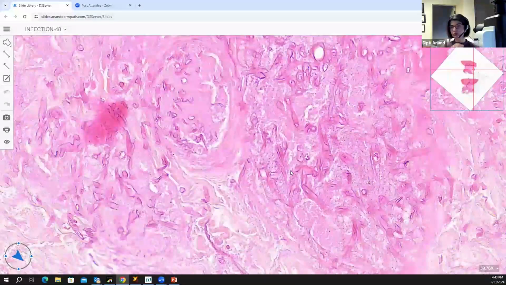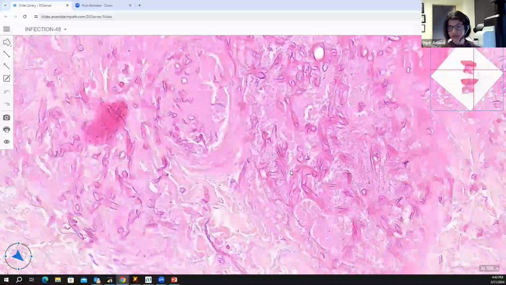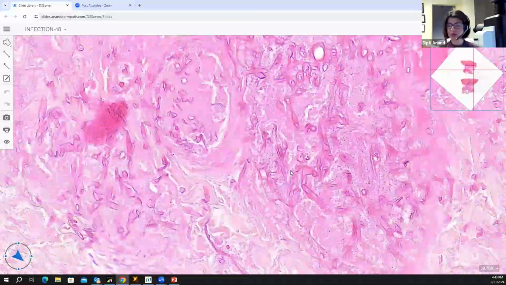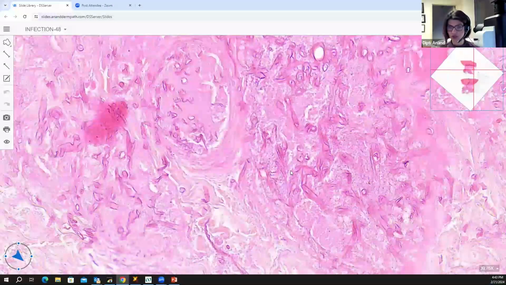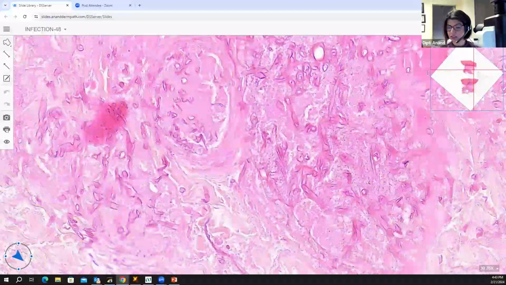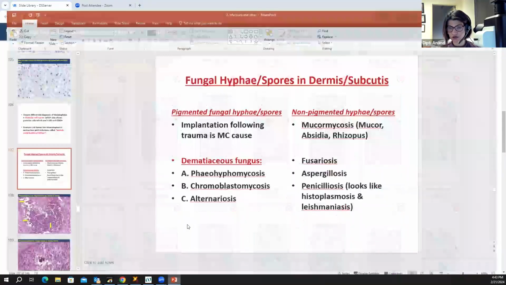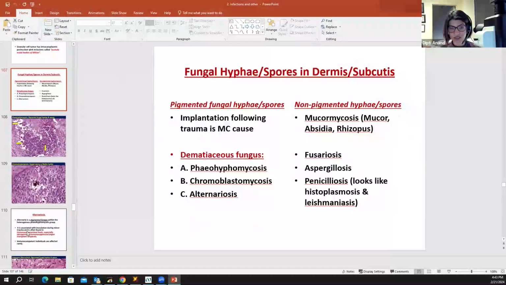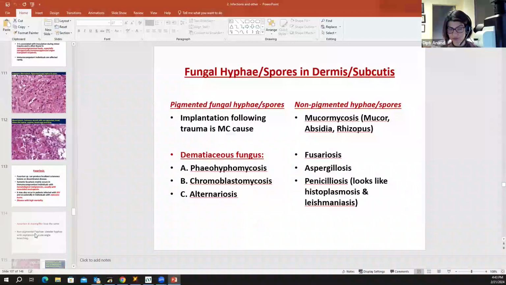So this is mucormycosis. Mucormycosis can be mucor, absidia, or rhizopus. You cannot distinguish them. For mucormycosis, you have these ribbon-like structures which are aseptate with broad branching, and they're not pigmented. On the other hand, aspergillus or fusariosis will look exactly similar.